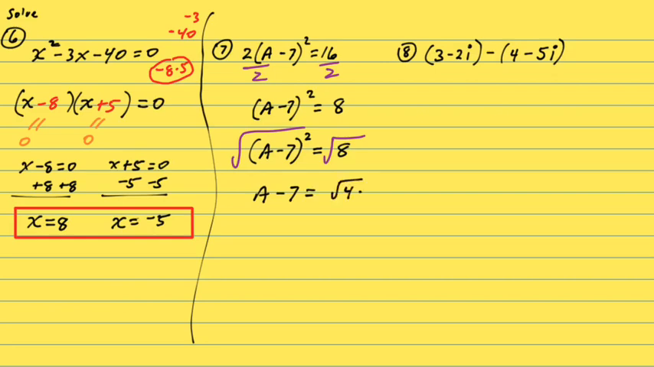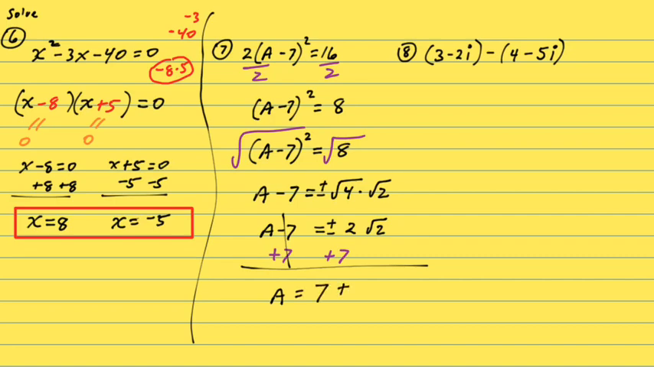8 could be called 4 times 2, or 2 radical 2 if you're taking the square root of it. If you take a square root in an equation, please don't forget to put plus or minus. Now to solve it, you just add 7 because you're trying to get a by itself. So your answer would be 7 plus or minus 2 square roots of 2.